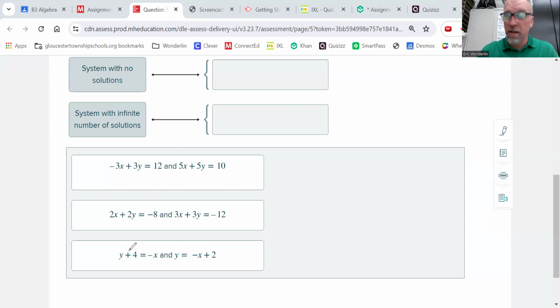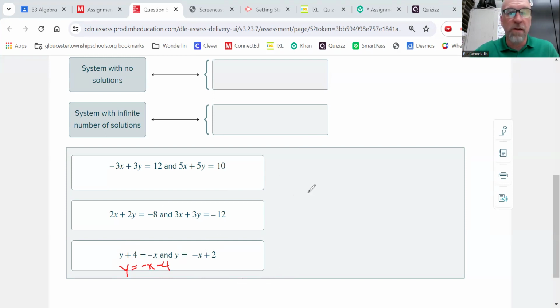This one over here, I'll subtract 4 from both sides, and this will say y equals negative x minus 4. Well, look what I got. I got negative x, I got negative x, I got parallel lines. I got different y-intercepts. They must be no solutions. Negative x minus 4 and negative x plus 2.